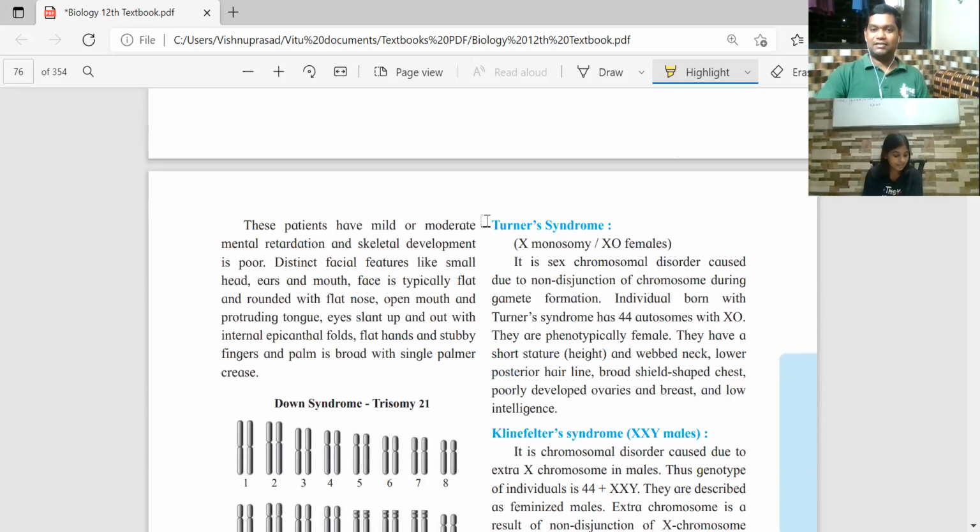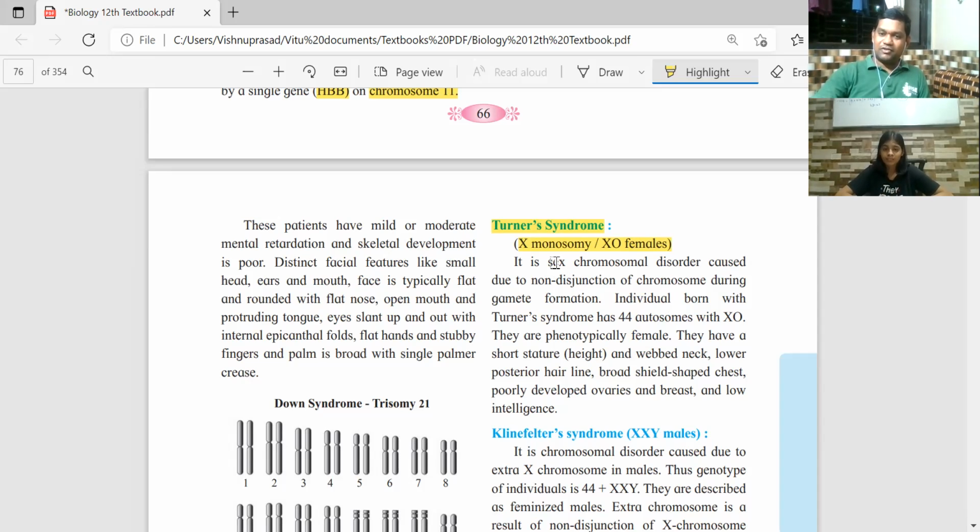Coming to the next one, that is Turner syndrome. In Down syndrome there was one extra chromosome. In Turner syndrome there is one chromosome less. 45 chromosomes in Turner syndrome. They are called X monosomy or XO females. In a normal situation, females have XX, but in Turner syndrome, females have only one X chromosome.